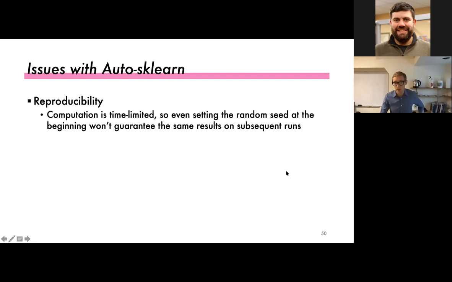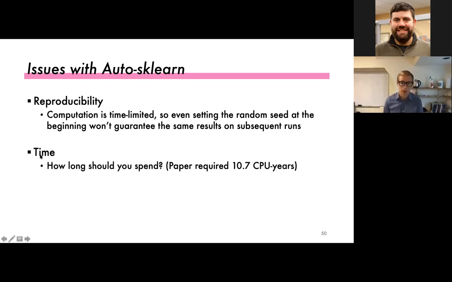So that seems great, but there are some issues certainly with this approach, one of which is reproducibility. Because the computation is time limited, even setting a random seed at the beginning won't give you the same results the second time because your computer will run a different number of cycles in the same amount of time. And it also requires a good budget for time, how long you're willing to spend. The paper that published this initially required 10.7 CPU years to do all of their experiments, which is a really long time. And that is the biggest drawback with this approach in my experience when I've tried to use it on some learning analytics data sets.